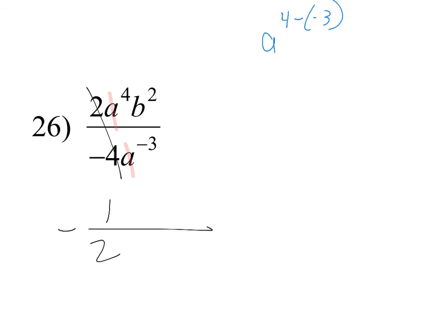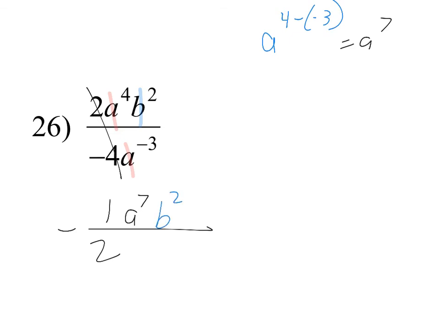So I've got a. 4 minus negative 3 is going to be a to the 7th. Answers by default go on top, a to the 7th. Then I've got my leftovers. There's my b. Nothing to change my b, so it's going to stay where it is.